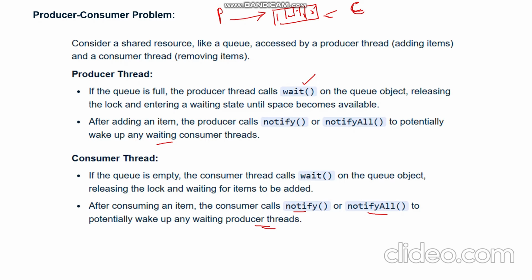These are about the producer thread and consumer thread. The producer thread's duty is adding elements into the queue. The consumer thread's duty is deleting elements from the queue, means removing, consuming the elements from the queue. Whenever the queue is empty, the consumer thread will enter the waiting state. Why? Because there are no elements for the consumer. Whenever the queue is full, the producer thread will enter the waiting state. Why? Because there is no space to add the element. This is about the producer and consumer problem.